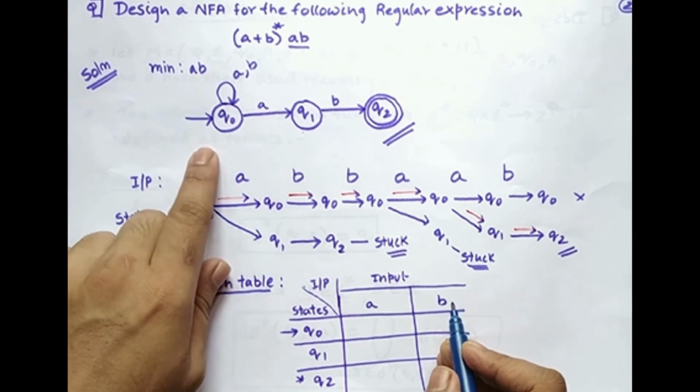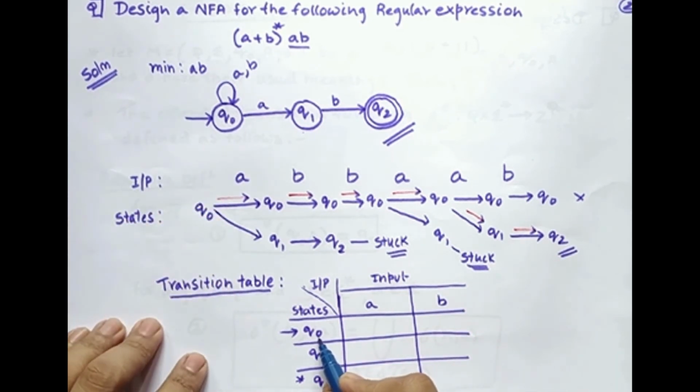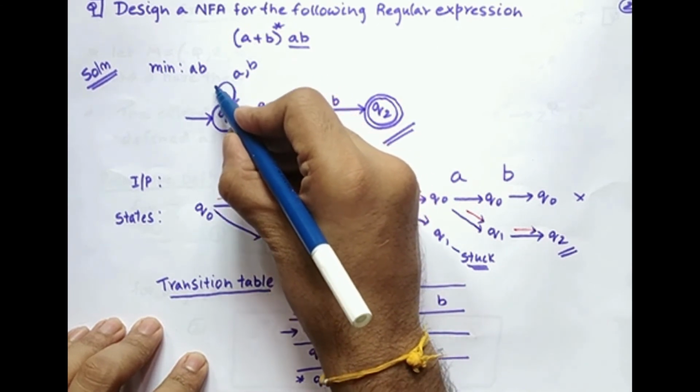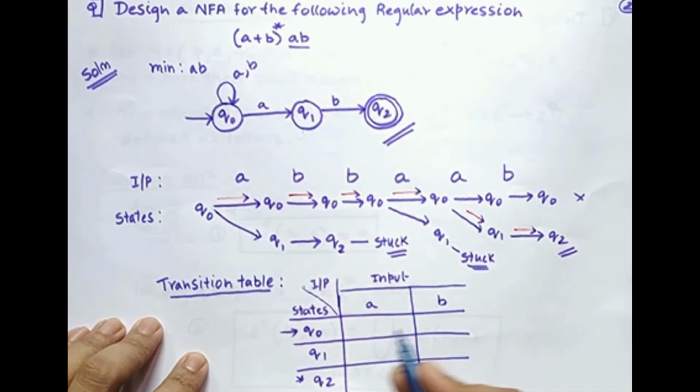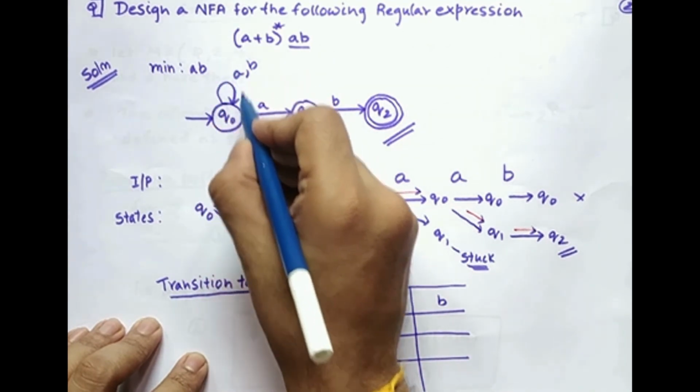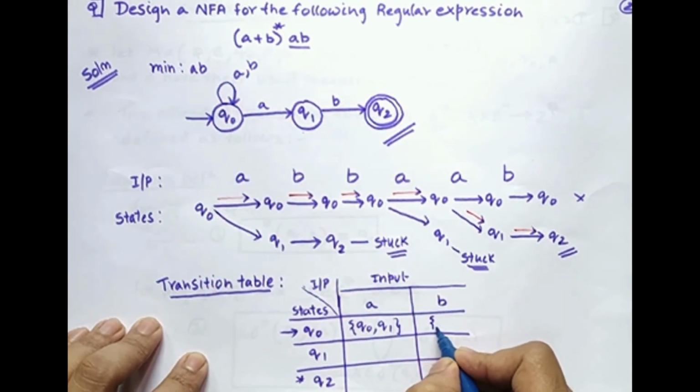So let us now see the transition from Q0 on reading A. From Q0 on reading A, it goes to two states, right? It goes to Q0 as well as it goes to Q1. So here you will have a set, that is Q0 comma Q1. From Q0 on reading B, it goes to only one state, that is Q0. So only one state I will write here.